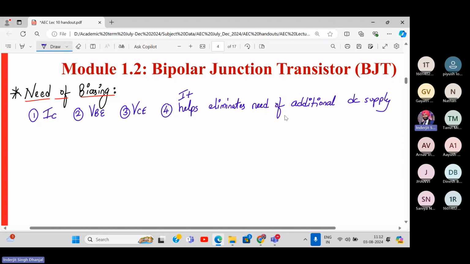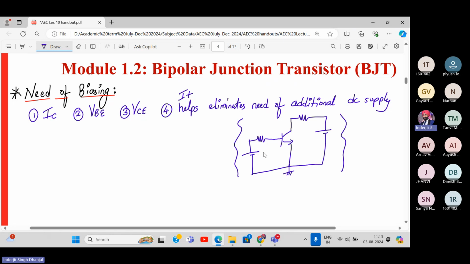Now, what do you mean by it? Additional DC supply. I guess you must have seen the circuit of common emitter configuration, right? I think this was the circuit. Let's draw it quickly. Yes, in general, in really quick time, this was the circuitry.